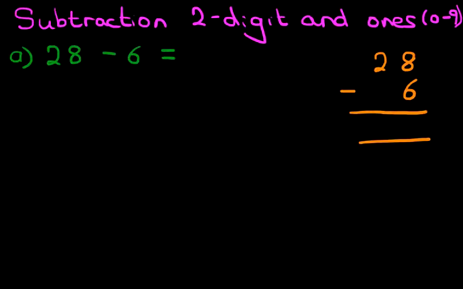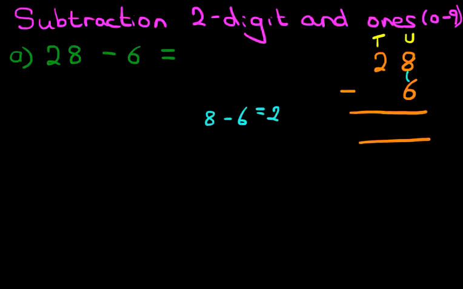Let's label the columns. The one on the right hand side is the units and the one next to it is the tens. We are now ready to go ahead and do the calculation. Now the first one is the units. We always start with the column on the right hand side. What is 8 minus 6? Now you can do this using the dot method, the number line, or the fingers on your hands. All three of these we have covered in previous tutorials. 8 minus 6 is 2.